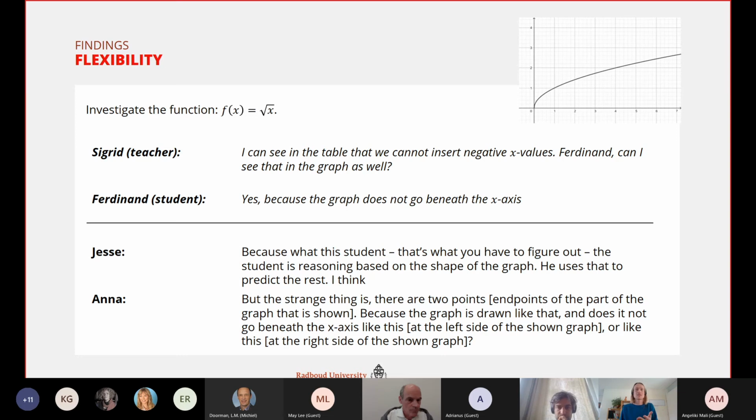So they take the statement seriously, and they start reasoning about the student's reasoning. So the content of their own mathematical thinking is supporting them in making sense of the student thinking, in adopting the student's perspective and trying to figure out what they could have been thinking. So it helps them in being flexible.